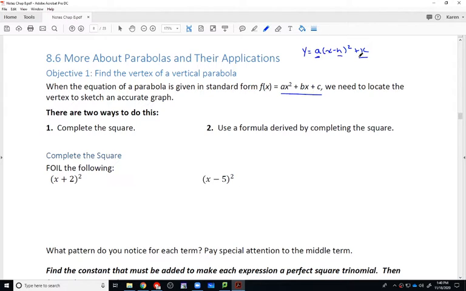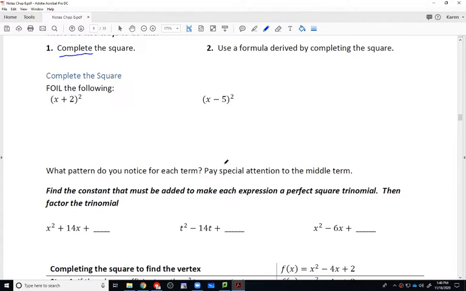So to find the vertex, there's two ways of doing it. Way number one is by completing the square. And way number two is a formula derived by completing the square, which is in some ways much easier to do, but less of a, let's say, creative process. So the first thing we're going to do is discover what it means to complete the square.